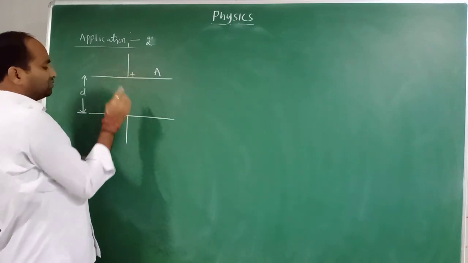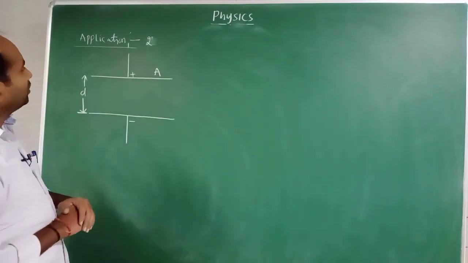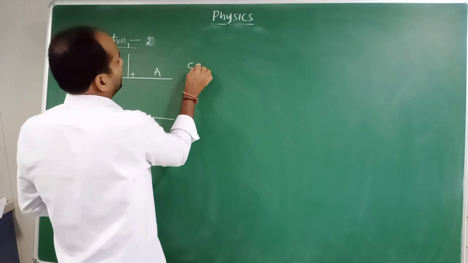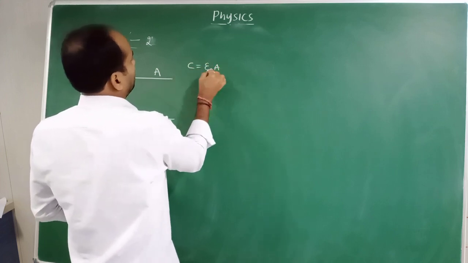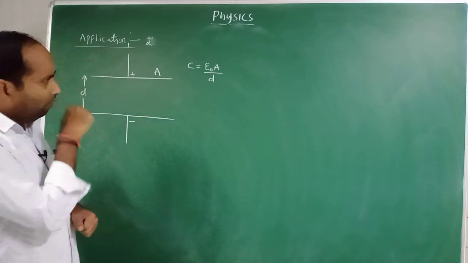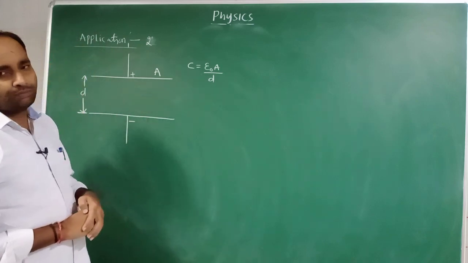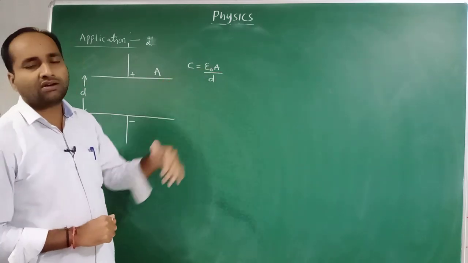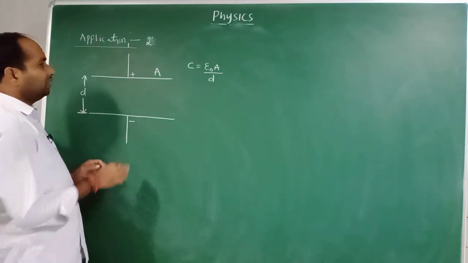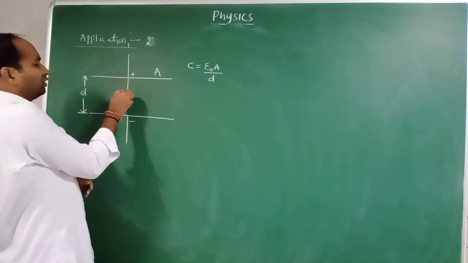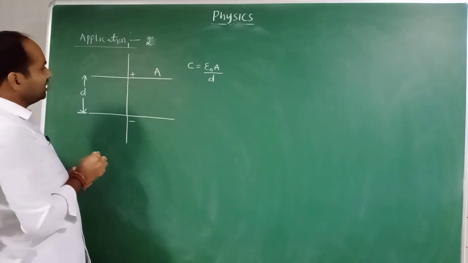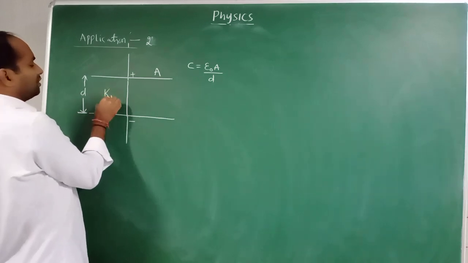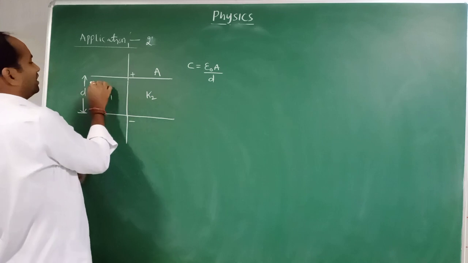Here this plate is given a positive charge, this is given a negative charge. Now again, what is the capacitance? We may write, with air as the medium, C is equal to epsilon naught A by D. The capacitance of the parallel plate capacitor with air as the medium is C equals epsilon naught A by D. Here it is again filled with two dielectric slabs such that the area of each plate becomes half. This is a dielectric slab of constant K1, this is a second dielectric slab of constant K2.